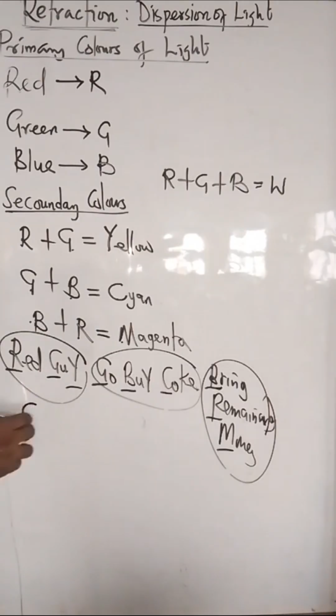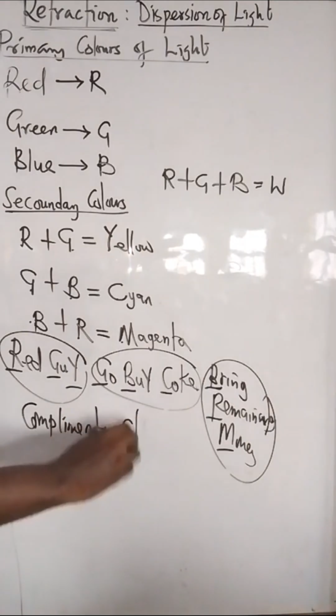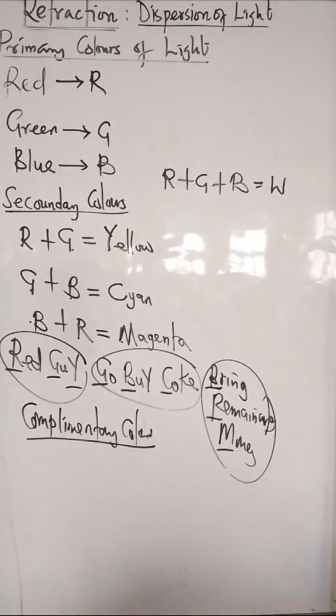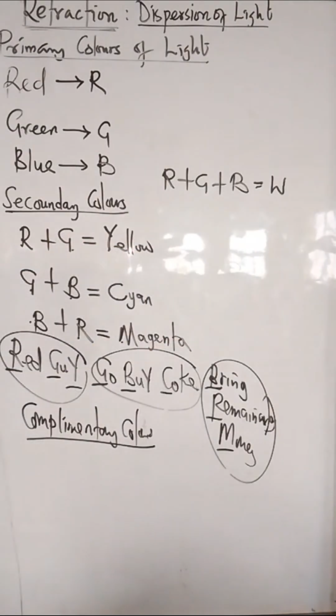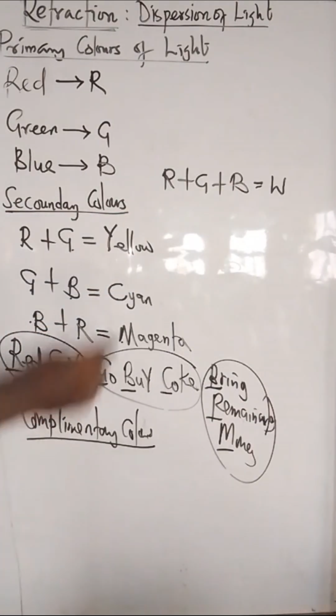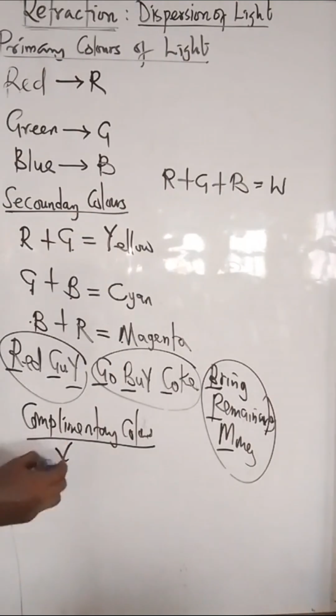Then we have what we call complementary colors. When we mix two colors and we get white, they are called complementary. Red, green, blue make white, but we cannot call that complementary. Before they can be complementary, we need just two colors. So any two colors you mix to get white are called complementary. Now look at this. Yellow has red and green. It doesn't have blue. So if you add blue to yellow, it becomes white. So yellow plus blue gives white.